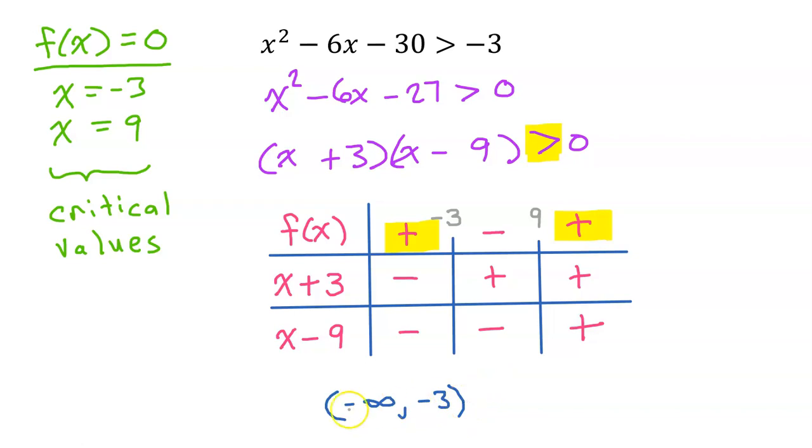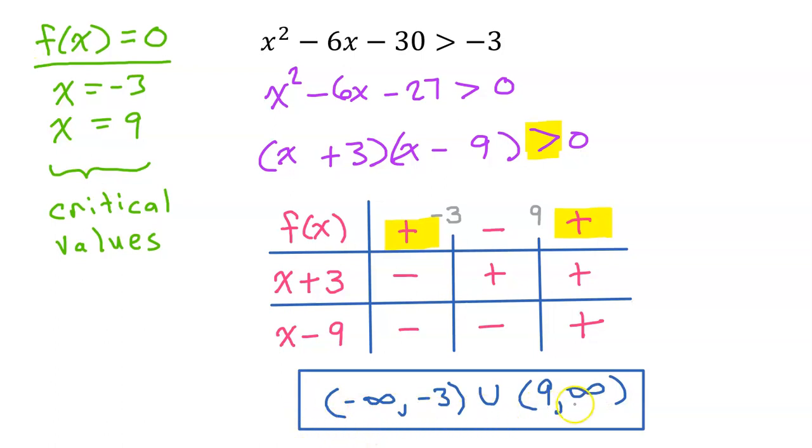Let's write the solution set using interval notation. This first interval goes from negative infinity to negative 3. And we use a parenthesis on the negative 3 to show that negative 3 itself is not a solution. Remember, we want values of x that will cause the function on the left to be greater than 0. At negative 3, f of x is equal to 0. So negative 3 should not be included, and we show that with a parenthesis. We have another interval right here, from 9 to infinity. Again, 9 is not included, so we use a parenthesis.